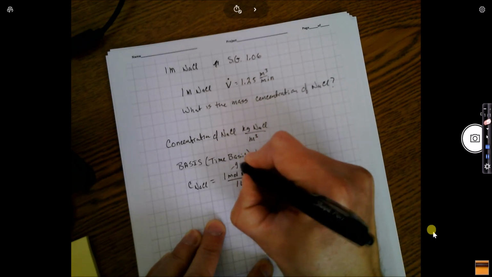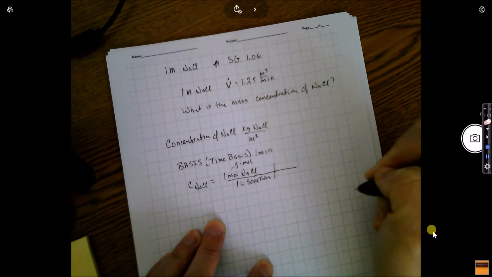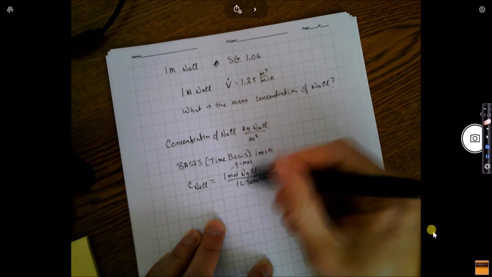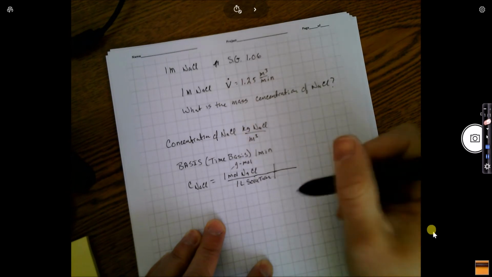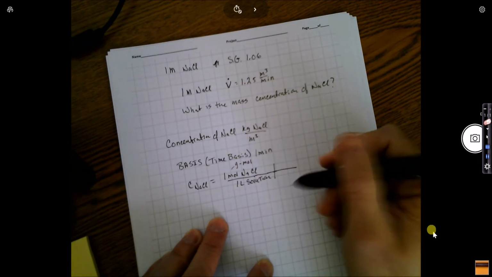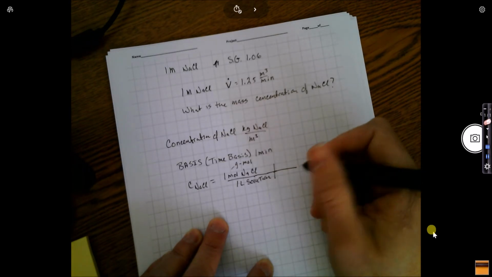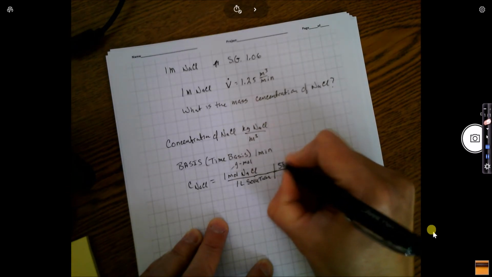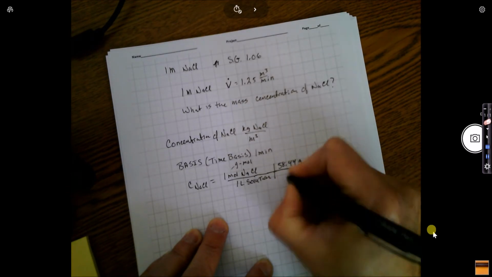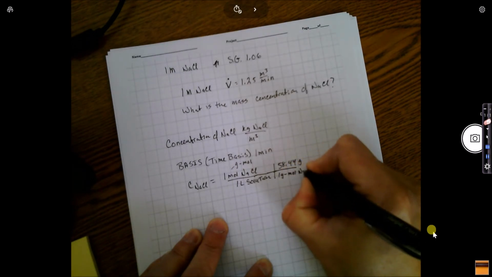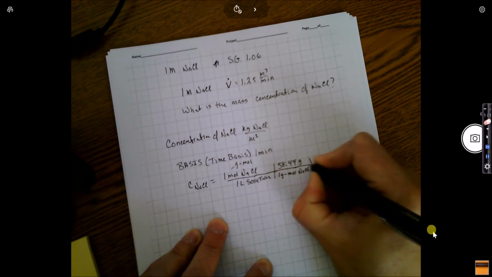So we don't want to forget that, because the next conversions we make are done because we have to take this in terms of gram moles. So there's 1 gram mole in 1 liter of solution. Okay, so the conversion factor here becomes really, really important. And so the molecular weight of sodium chloride is 58.44 grams per 1 gram mole of sodium chloride.